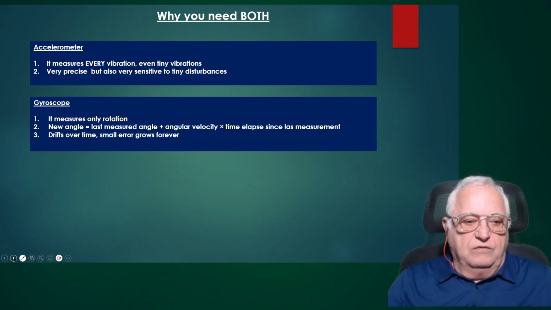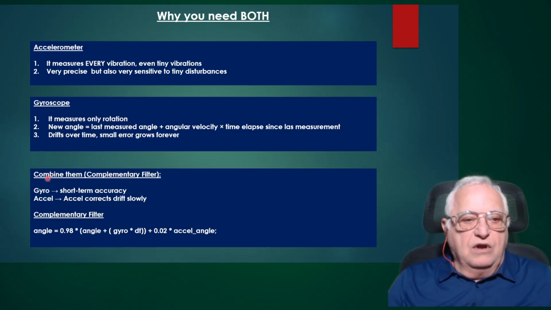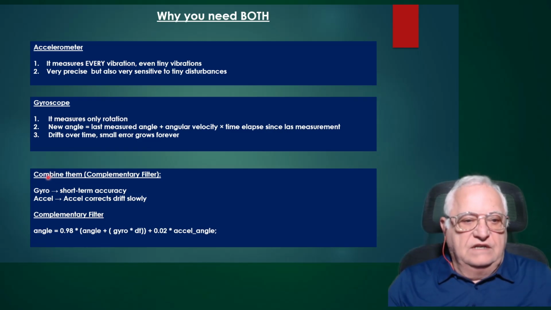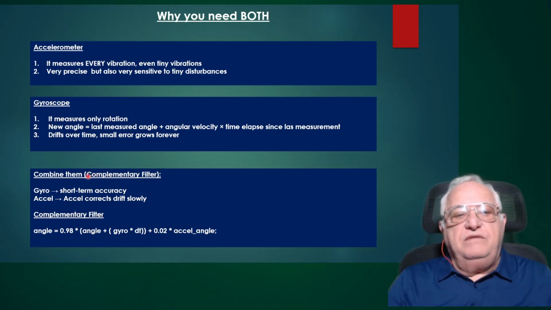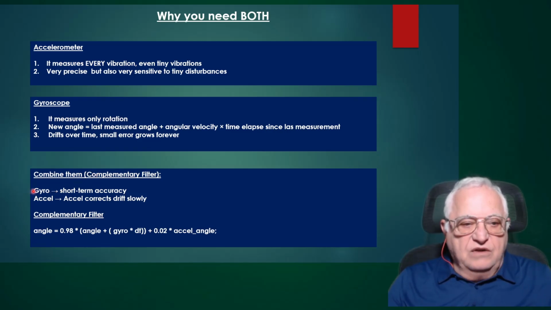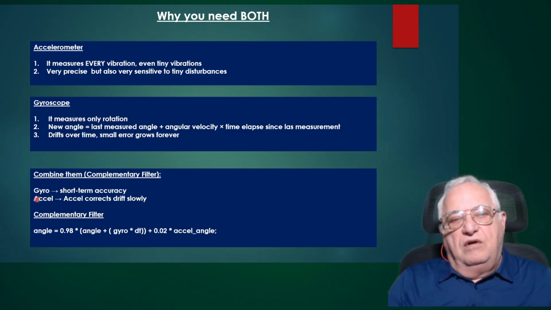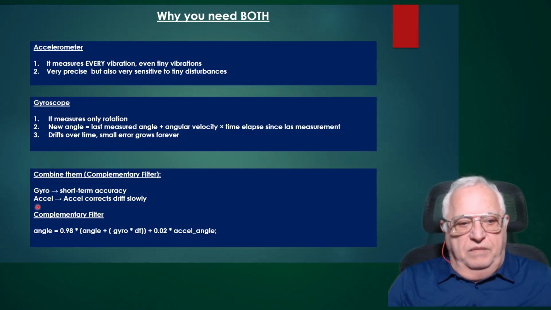So we're going to combine the information that we're getting from the two sensors to get a better result. And that's the way we do that. That's called the complementary filter. So the gyro has short-term accuracy, and the accelerometer can correct the drift of the gyro. So we put those together to get better data.